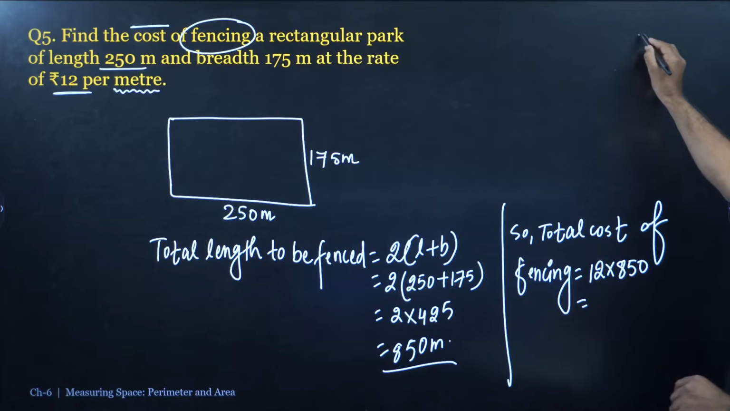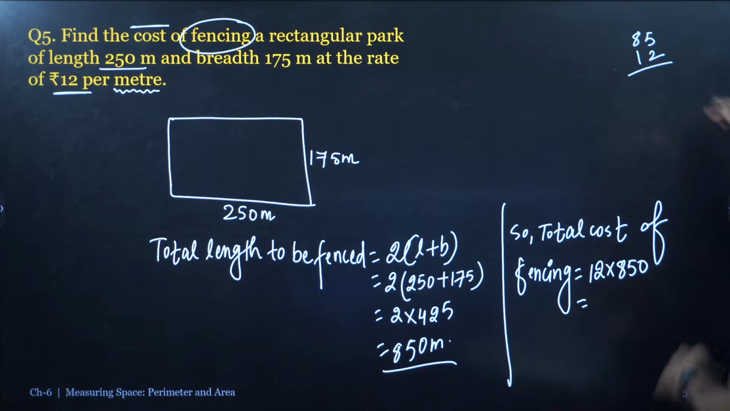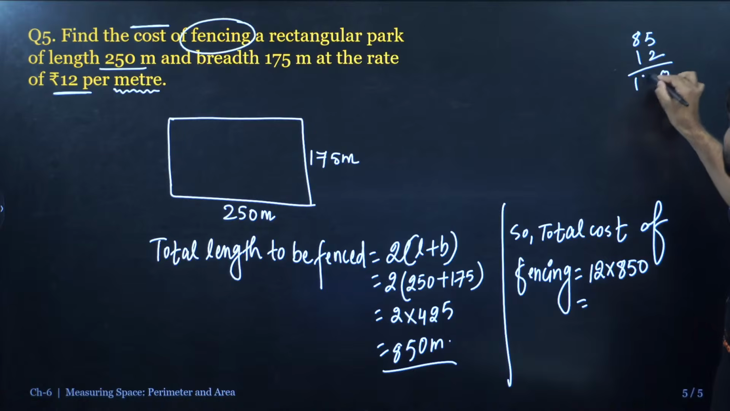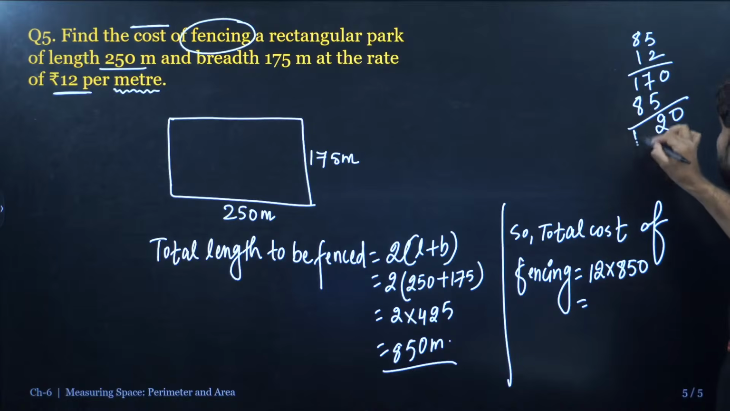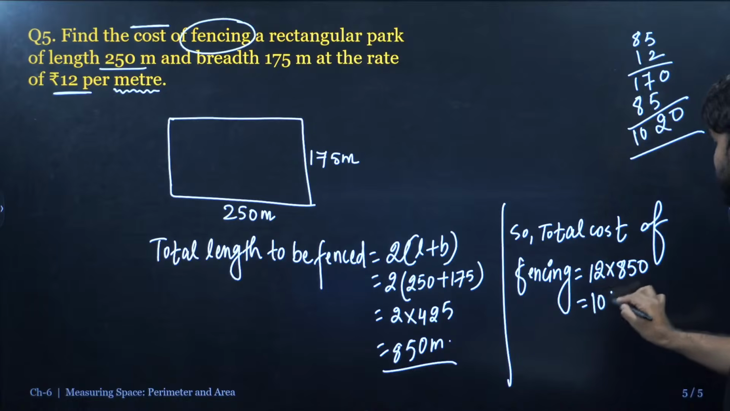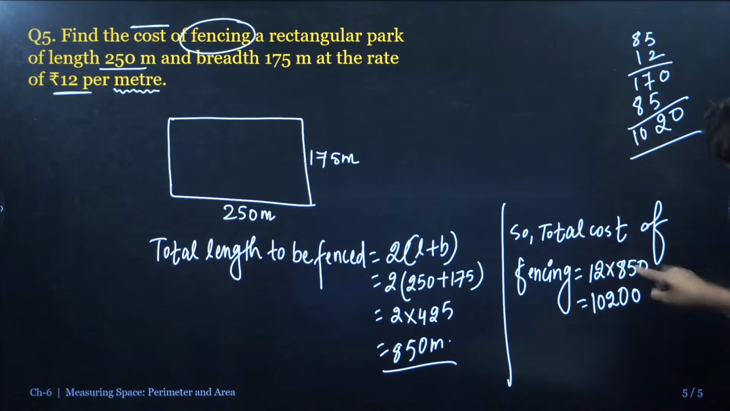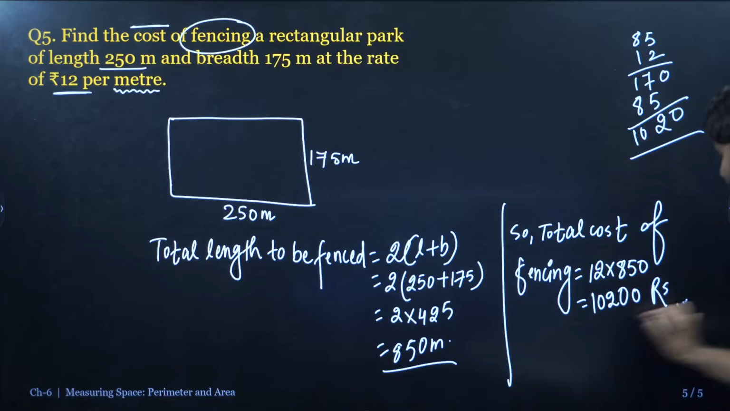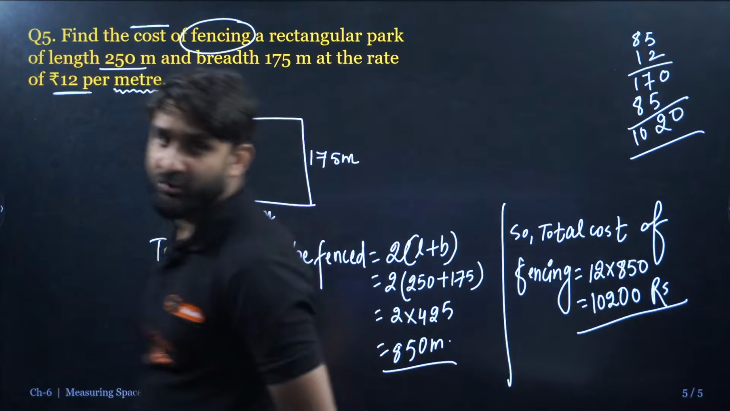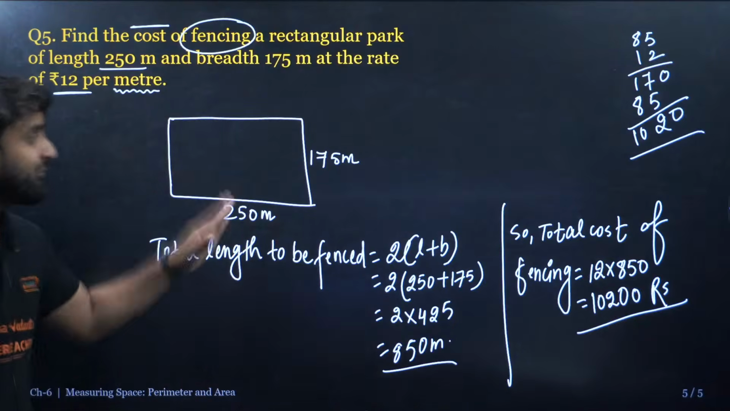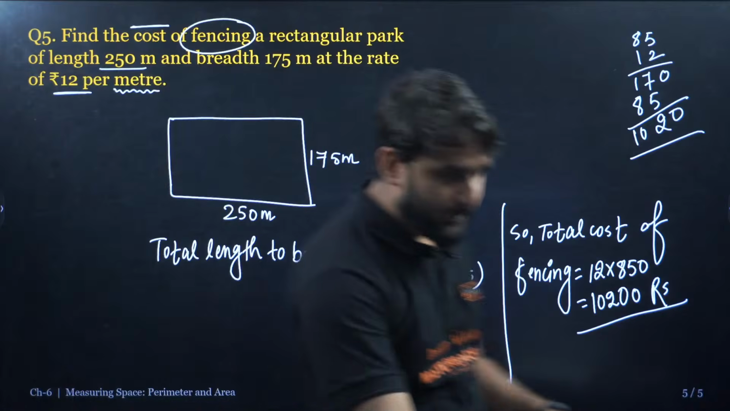Please multiply this. So 85 into 12. We can put the 0 at the end. 5 twos are 10, 0, 8 twos are 16, 17... carry 1, 8 and 9 is 10. So this is 1020 and one more 0, because we have ignored the 0 here, but 0 is there. So this is the total cost. 10,200 rupees is the total cost for fencing this rectangular park.